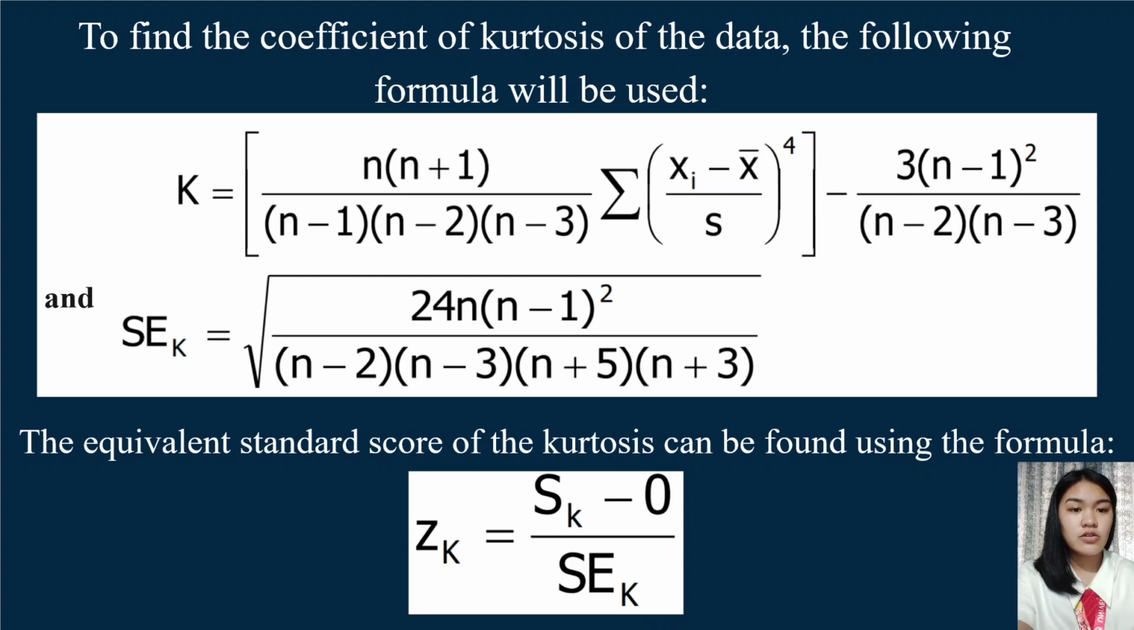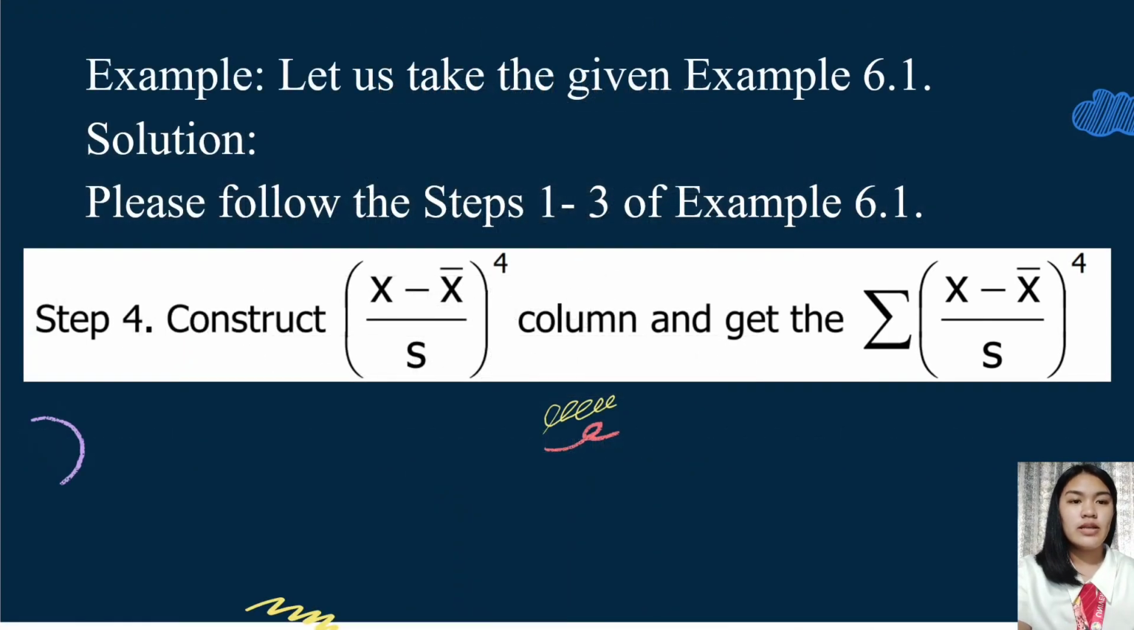And the standard error of the kurtosis is equal to the square root of 24n times n minus 1 squared divided by n minus 2 times n minus 3 times n plus 5 times n plus 3. The equivalent standard score of kurtosis can be found using the formula. The z-score of kurtosis is equal to the kurtosis minus 0 divided by the standard error of kurtosis. So, for example, let us take the given example 6.1, the one that we used in skewness.